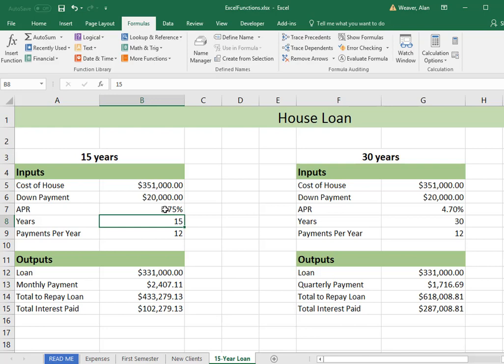It means putting a little more aside. It also means that you plan on staying in the house for 15 years. So that is doing the calculations with the PMT function, payment function.